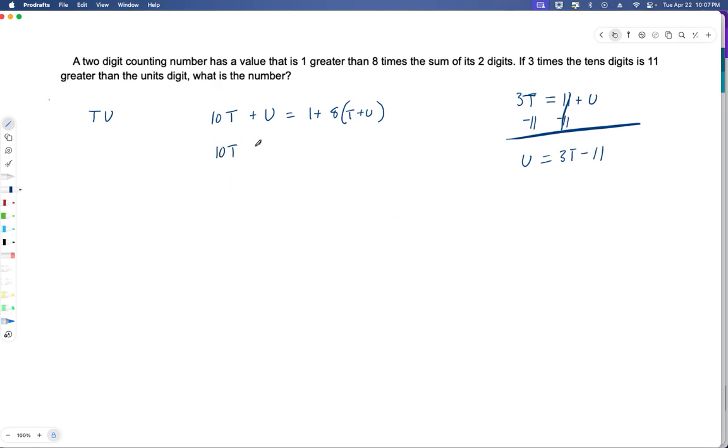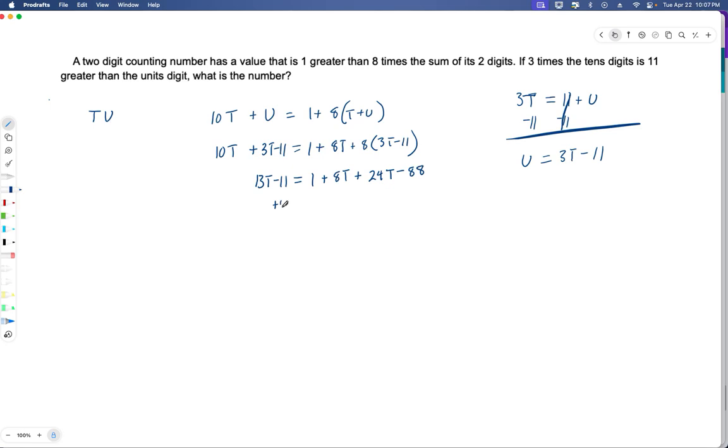But first I'm going to distribute. I am going to go ahead and put this in. 10t plus 3t minus 11 is equal to 1 plus 8 times t, which is 8t, and 8 times u, which is 8u. We can go ahead and put 3t minus 11 in for u. 10t plus 3t is 13t, minus 11 is equal to 1 plus 8t plus 24t minus 88.